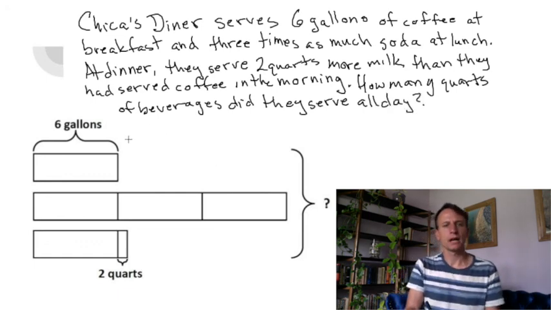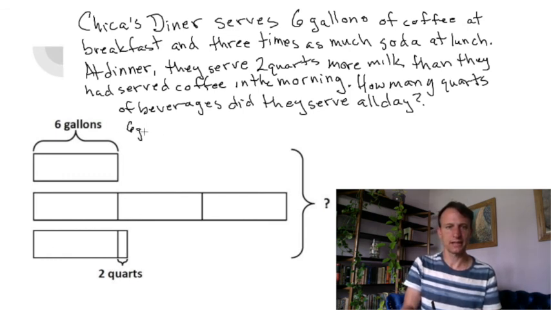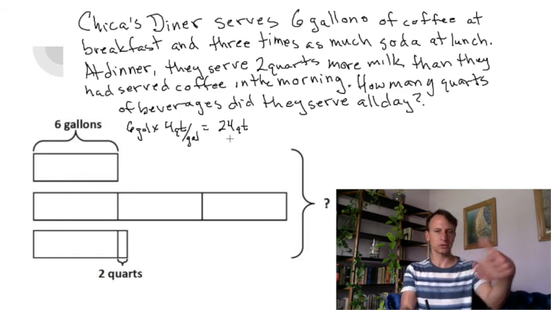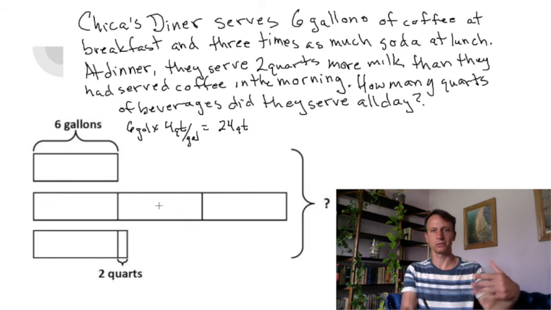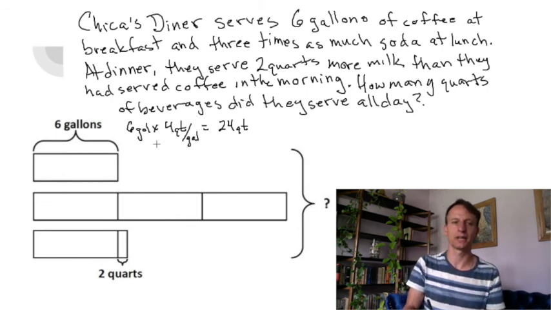So I'm going to convert it to quarts first, so that's going to be 6 gallons times, how many quarts in a gallon? 4 quarts per gallon. I'm going to write it that way so you could see. That's why we end up with quarts. So that's 24 quarts. Now how many 24 quart blocks do we have here? 1, 2, 3, 4, and 5.